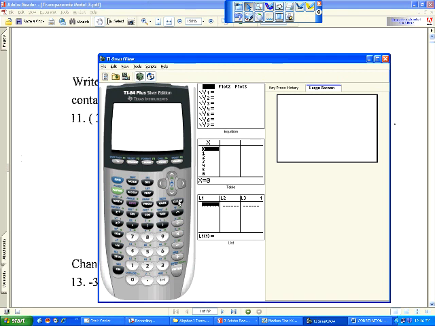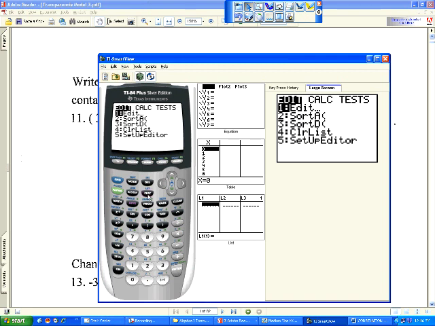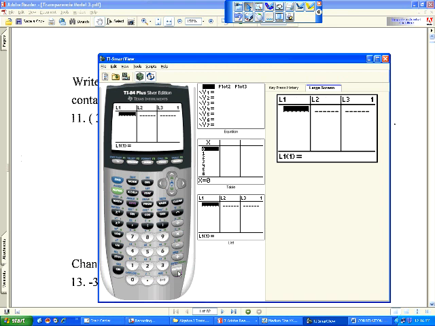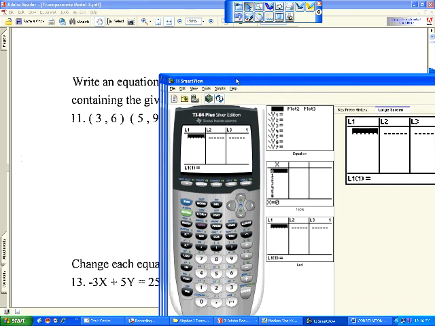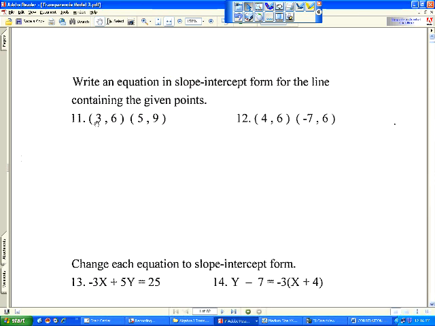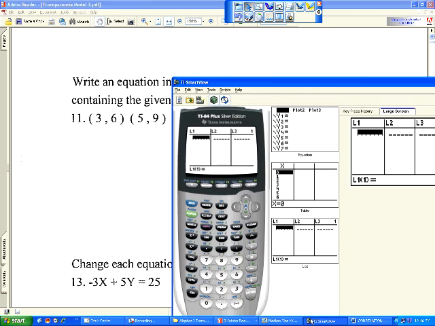Yeah, I clear for every problem. It's just better to do that. Now we're going to go to stat. We want to here. What were the x's of my points? 3 and 5. A little touchy there, isn't it?